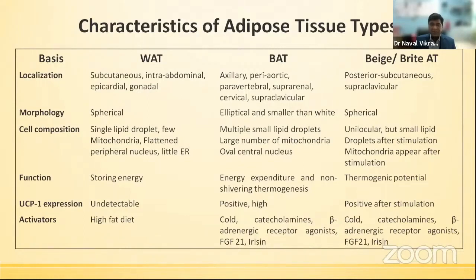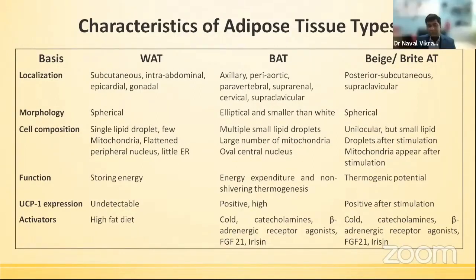So coming to the white adipose tissue, it's basically in the subcutaneous, intra-abdominal, epicardial, and gonadal areas. Morphology-wise, it consists mostly of spherical cells which have a single lipid droplet, very few mitochondria, and a little endoplasmic reticulum. The main purpose of this white adipose tissue is to store energy, and it increases in the presence of stimuli like high-fat diet. The uncoupling protein 1 expression is not detectable in this tissue.